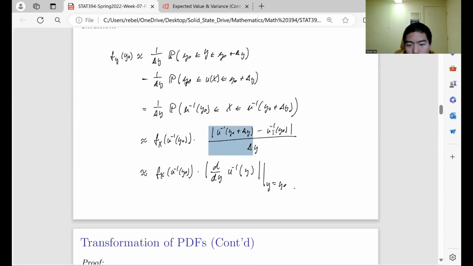Okay, so let's see what this is. This becomes y plus delta y minus y, both in the function of u inverse, and this looks very likely to be a differentiation of the function of u inverse, because this is like y plus delta y minus y. So this is the absolute value of the u inverse differentiation. So we get this result.